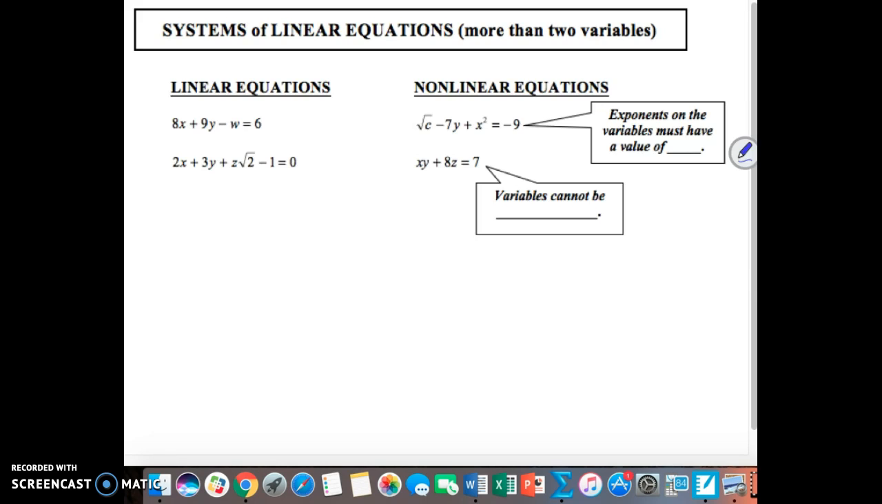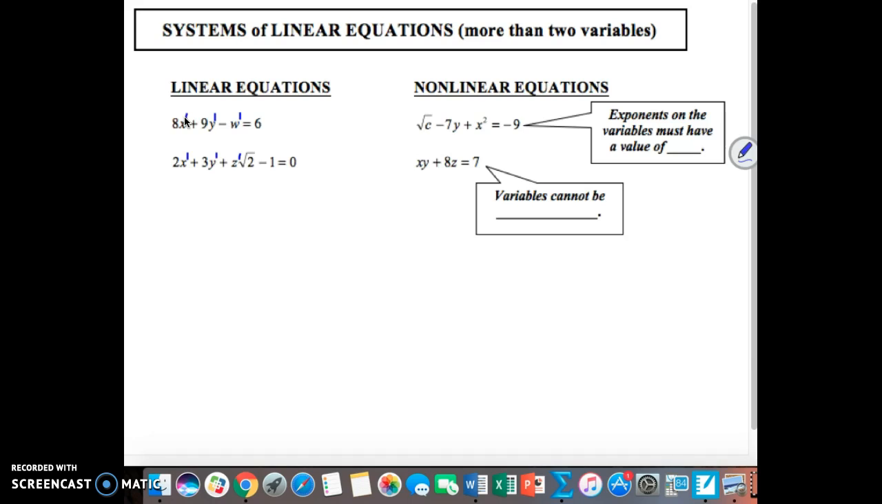Linear equations are just in the form like 8x plus 9y minus w equals 6, where there's only one exponent per term, and the exponents on the variables are all 1. So these are all linear equations. In linear equations, we are able to solve for variables. If we have 3 unknowns, we need three different equations to solve. If we have 2 unknown variables, we need two equations to solve. And if we have 4, we need at least four equations, and so on. So that's for linear equations.